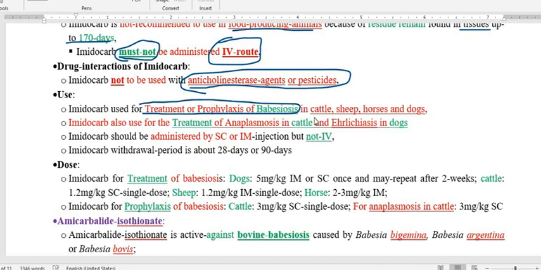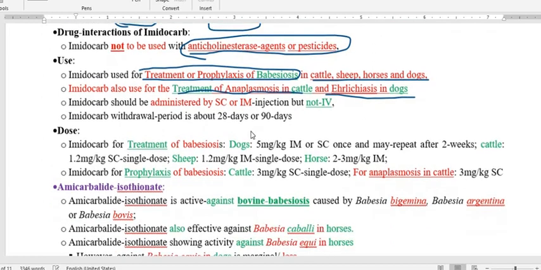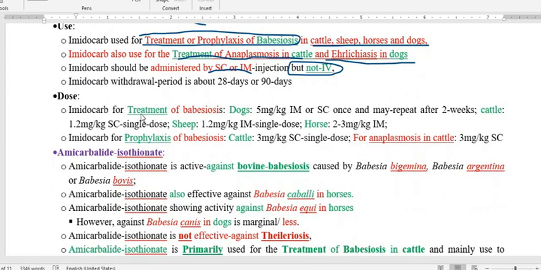anti-cholinesterase agents. Imidocarb is used for the treatment as well as prophylaxis of Babesia in cattle, sheep, horses, and dogs. We also use it for Anaplasma in cattle and Ehrlichiosis in dog. It should be administered by the subcutaneous or intramuscular route, but imidocarb must never be given through the IV route.